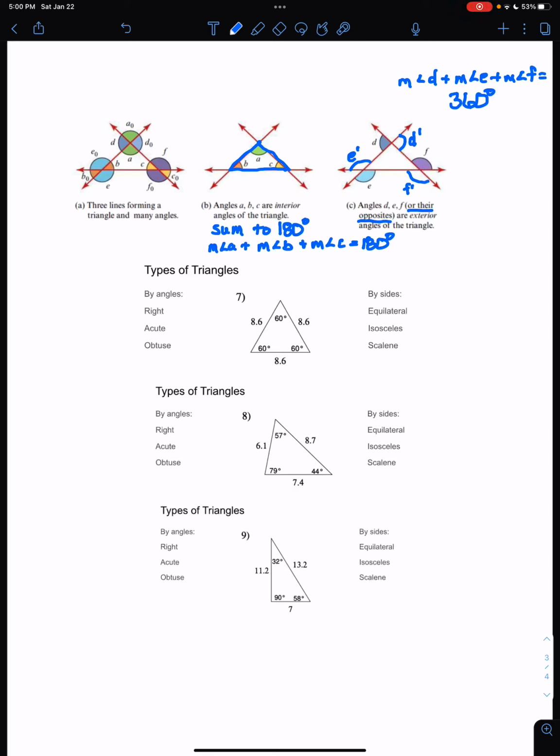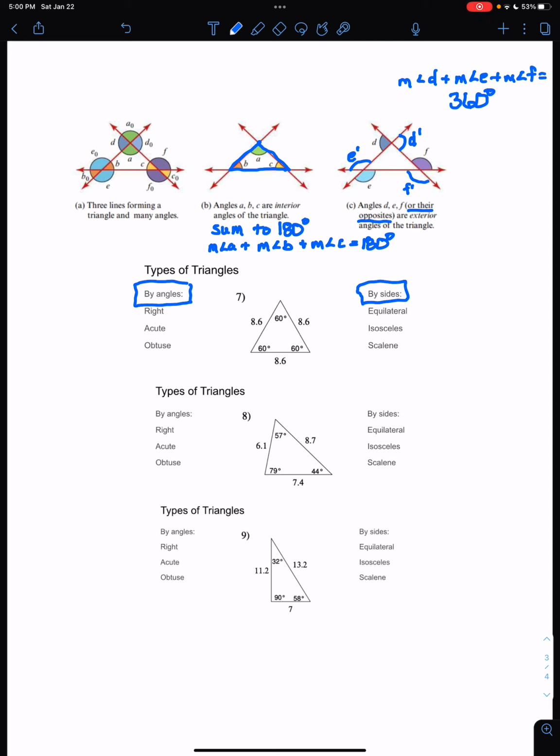We also want to talk about different types of triangles. So triangles can be classified in two ways. We can classify triangles by their angles, and we can classify triangles by their sides. So let's talk about what these words mean first, and then we'll try to identify some types of triangles. So, by their angles, we can either have a right triangle, an acute triangle, or an obtuse triangle.